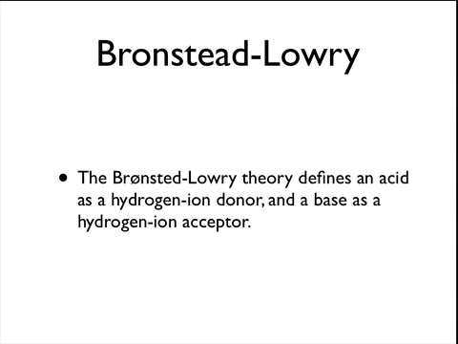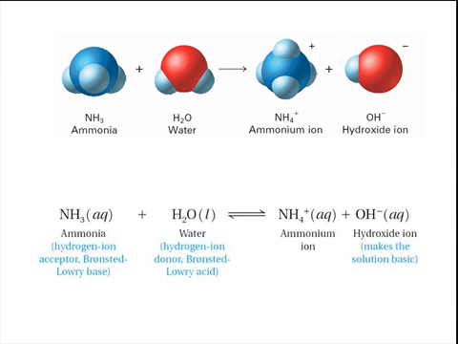So let's look at the Bronsted-Lowry definition. This theory defines an acid as a hydrogen ion donor and a base as a hydrogen ion acceptor. So here we can see this occurring. So we have ammonia and water, and then the ammonium ion that's produced has accepted a proton, and the water has given away its proton. So we've got hydroxide ion produced. So the ammonia, we know, is the Bronsted-Lowry base because it's a hydrogen ion acceptor. So that's how we know the ammonia is a base with this definition.